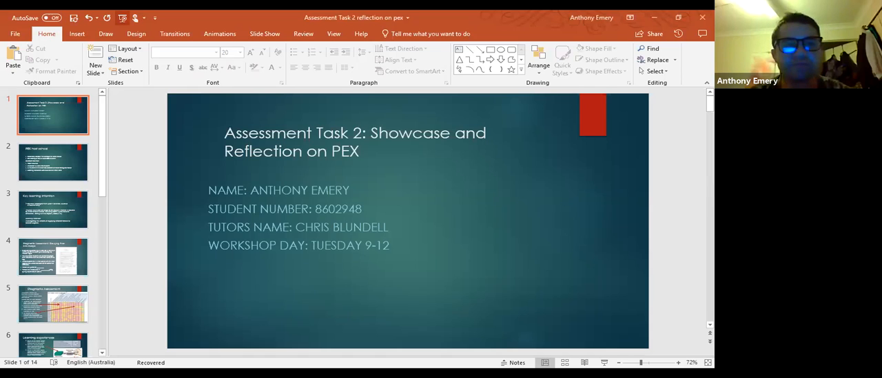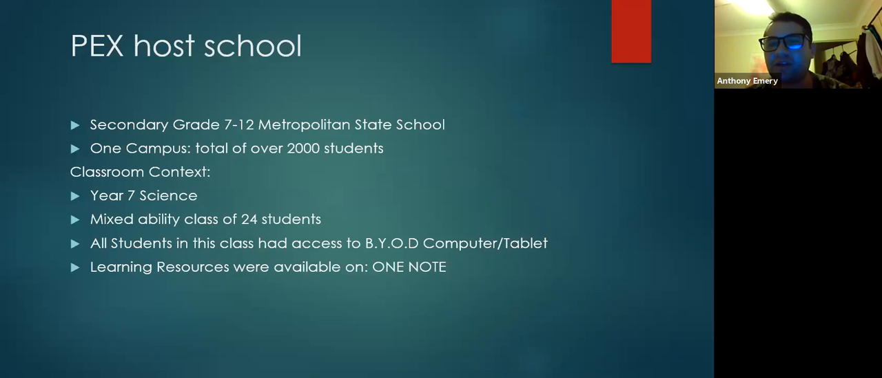So details on my PECs host school. My school is a secondary, grade 7 to grade 12 metropolitan state school. One campus, total of 2,000 students. Class in context with Year 7 Science, mixed ability class of 24 students. All students in this class had access to BYOD, so computer, tablet, bring your own device, and learning resources were available on OneNote for students to access.